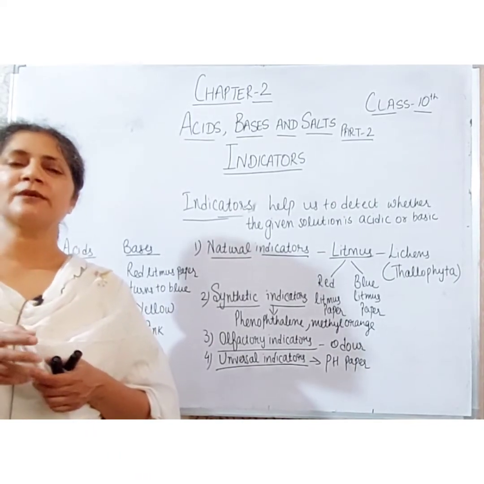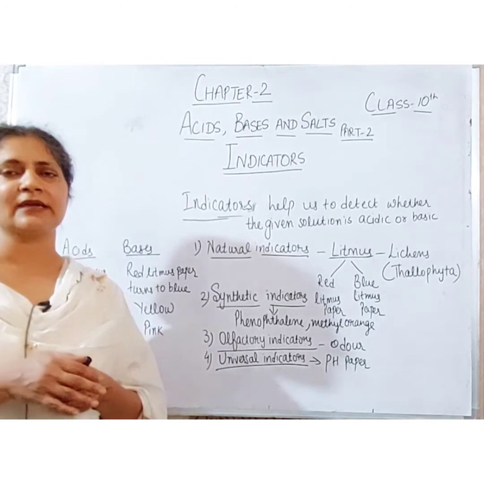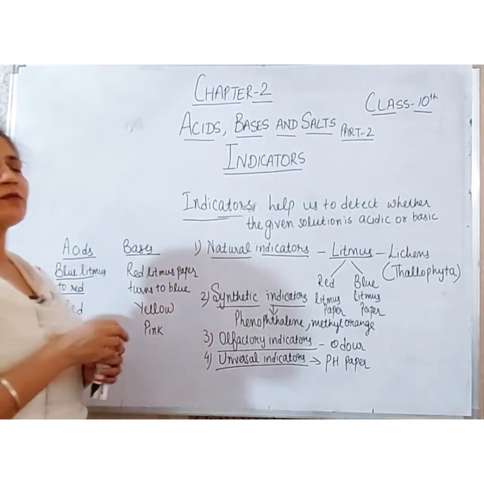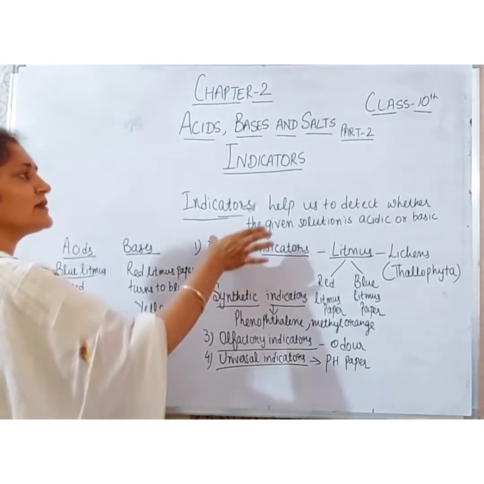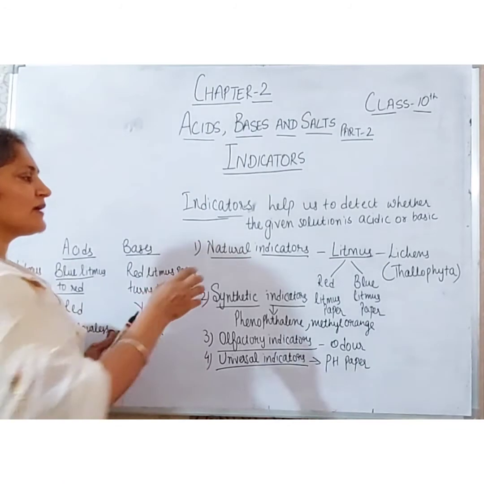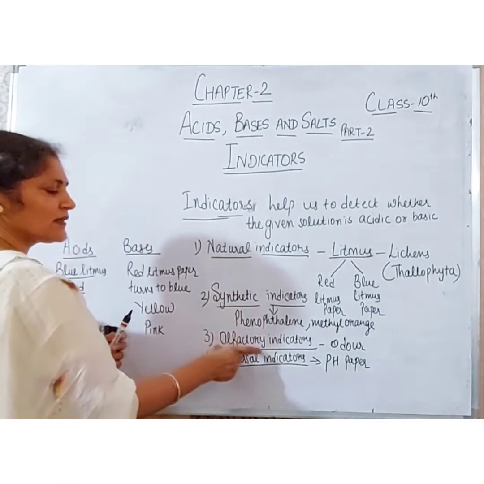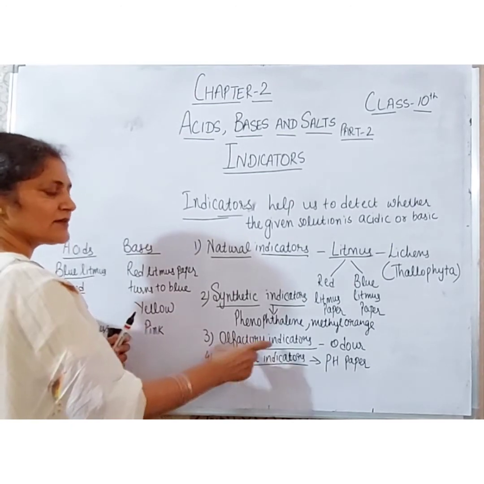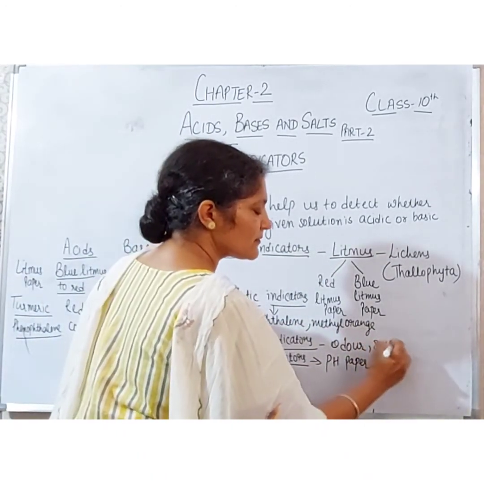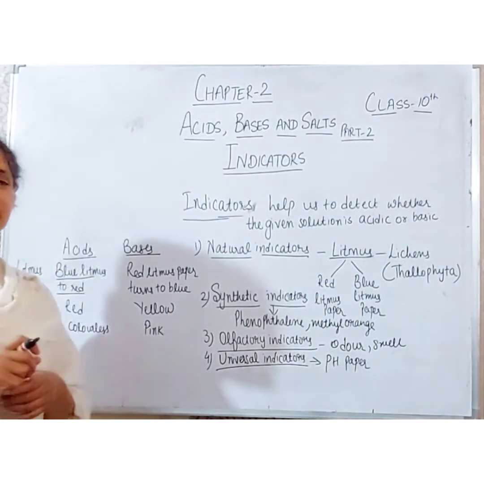It tells us whether the solution is acidic or basic, or how much it is acidic and how much it is basic. So students, we have four types of indicators which detect whether the solution is acidic or basic. One is natural indicators, other is synthetic indicators, third is olfactory indicators, which are related to the odor or smell of the solution, and fourth is universal indicators.